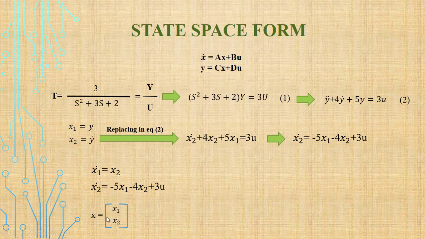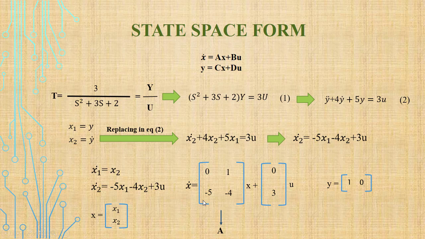We write here x is equal a matrix x1 and x2, and we can write here easily our first equation. Derivative of x is equal, we see here, we have here 0x1, 1x2, and 0u, and here minus 5x1 minus 4x2 plus 3u. Also for the second equation, we see here y is equal 1x1 and 0x2.